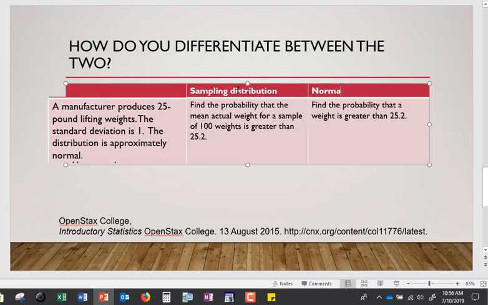And this, find the probability that a weight is greater than 25.2. They're only asking you about one particular weight. So this is a normal distribution problem. We want to calculate the probabilities of both of those. Let's do this one first with the calculator just because it's easier.